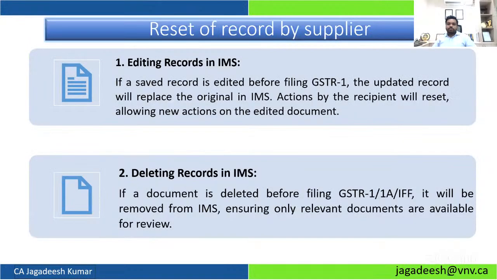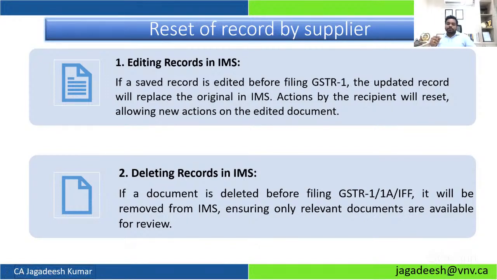So, reset of record by the supplier. As I said in the previous slide, IMS will be available from day 1 of the month. My supplier has reported an invoice in GSTR-1 dated 1/10/2024. On the same day, I have accepted it.